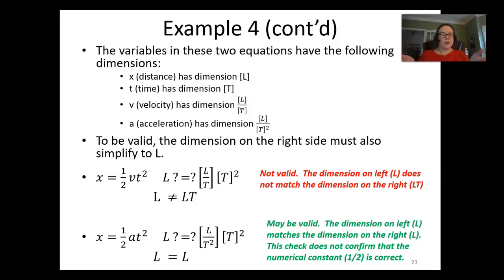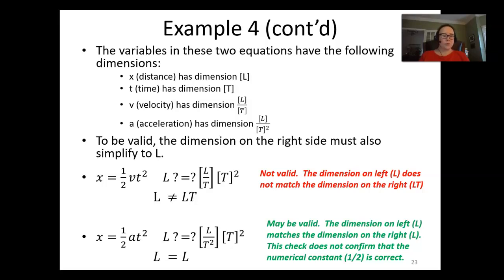Now I simplify both sides of this equation. So on the right-hand side, I have L over t times t squared. One of those t's can cancel with the t in the denominator, right? We've got t squared in the numerator, t in the denominator, and so I end up with a dimension on the right-hand side of length times time. That does not match the dimension on the left-hand side. Therefore, that first equation cannot be valid.